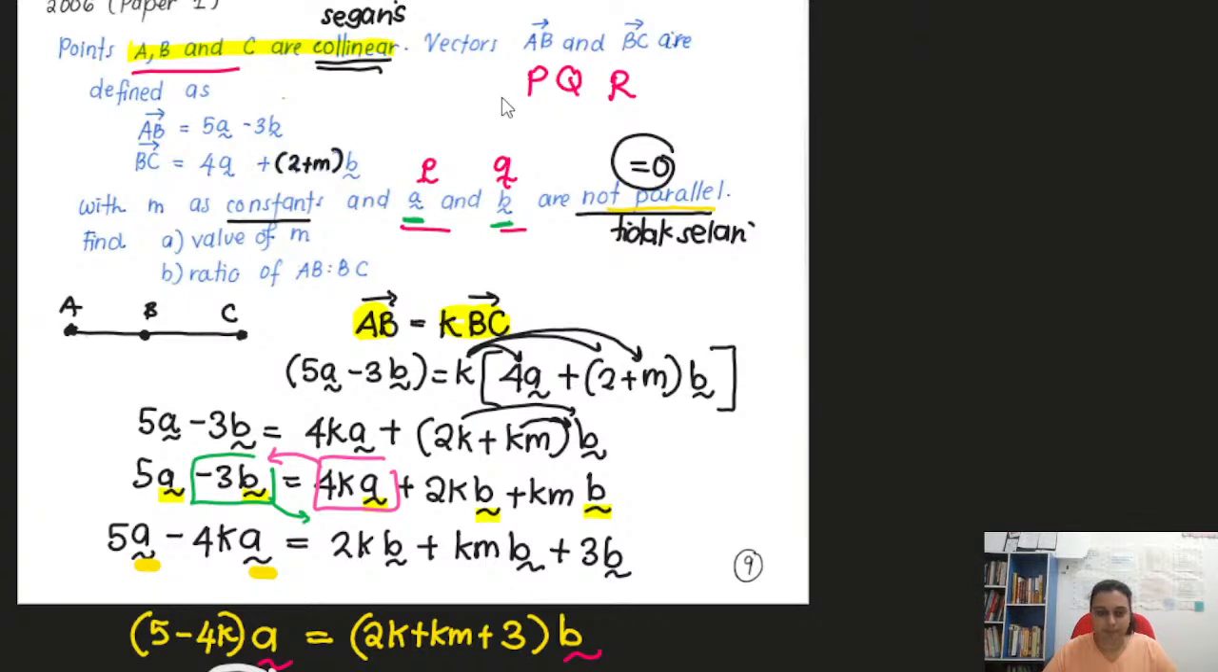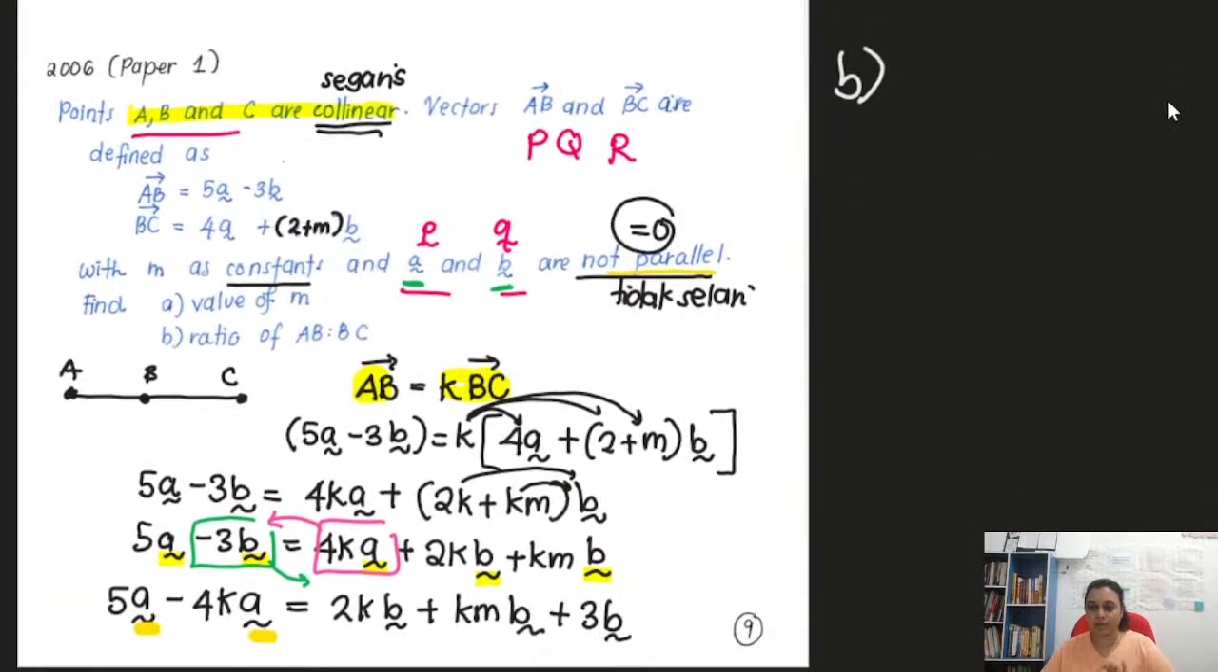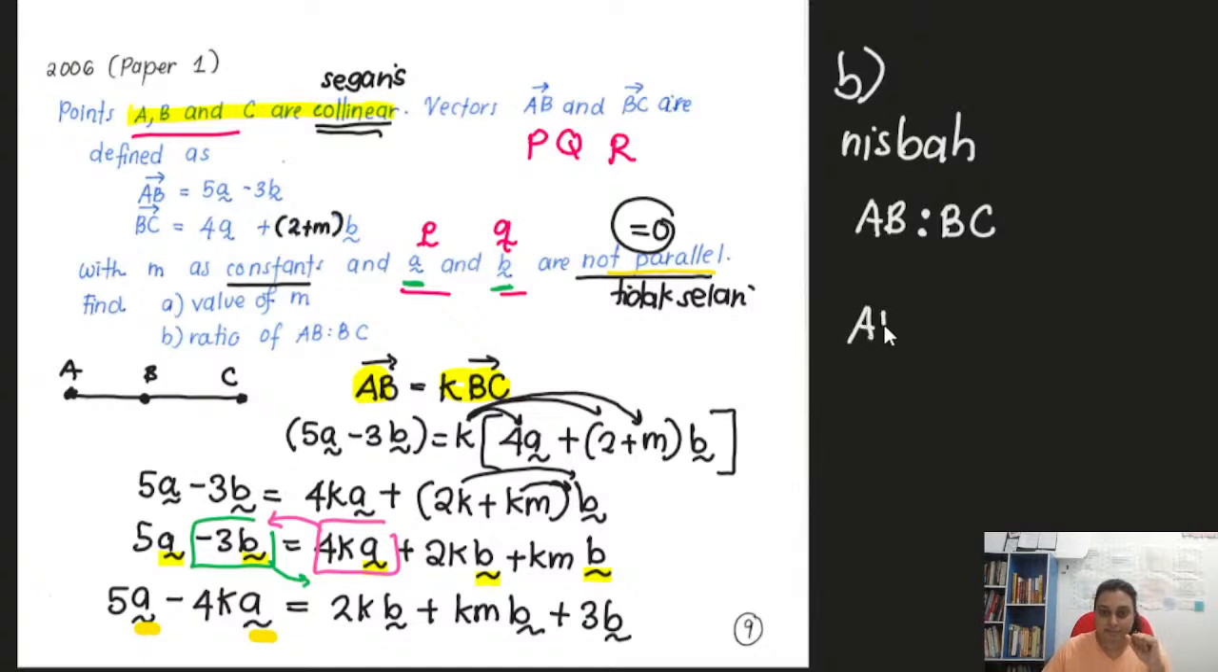Okay, now next one, B, find the ratio. We want to find the ratio. Scroll down a bit. Okay, find the ratio of AB to BC. How to find the ratio? You all learned this together with me last week. I taught you all the rainbow method, the lambda method. Now, what do you do? You write first like this.